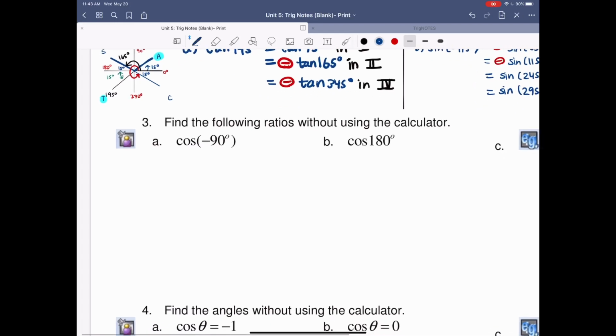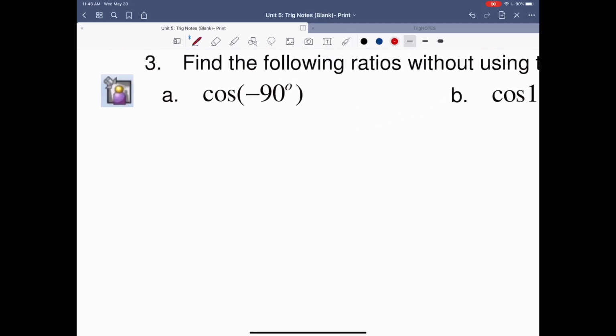So when I have cos negative 90 degrees, keep in mind that is a quadrantal angle. And what that means is that it falls on the x or y axis.